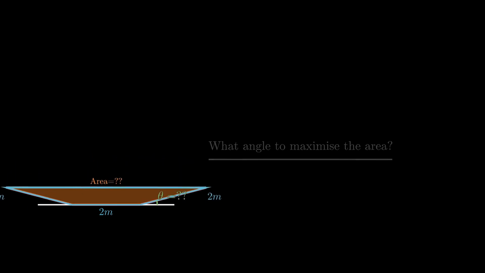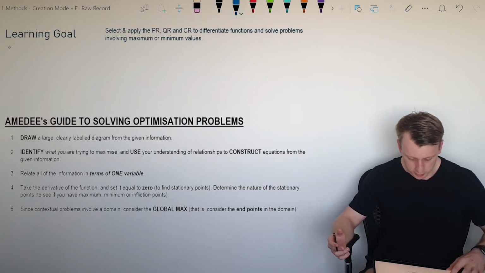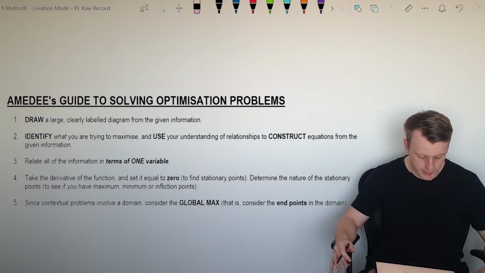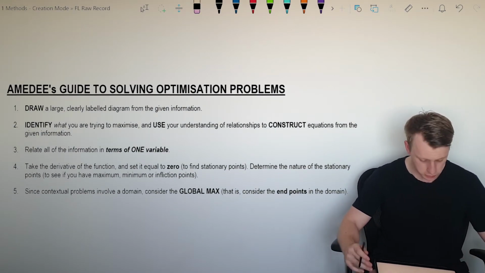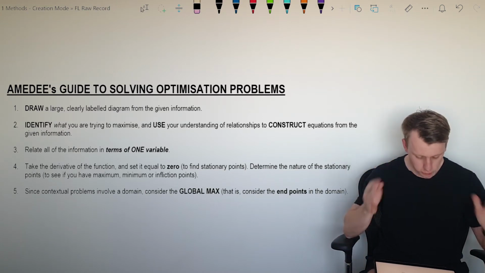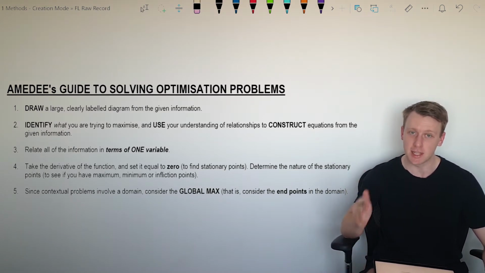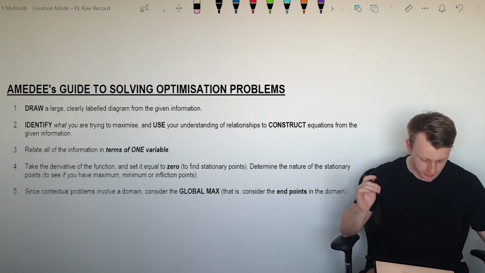Now, although both of these problems are different, under the context of optimizational calculus, we're going to have to take a problem-solving approach to this. Up on the screen here, I have got my guide to solving optimizational problems. I would recommend draw a large diagram with the given information. That'll be the very first thing I do.